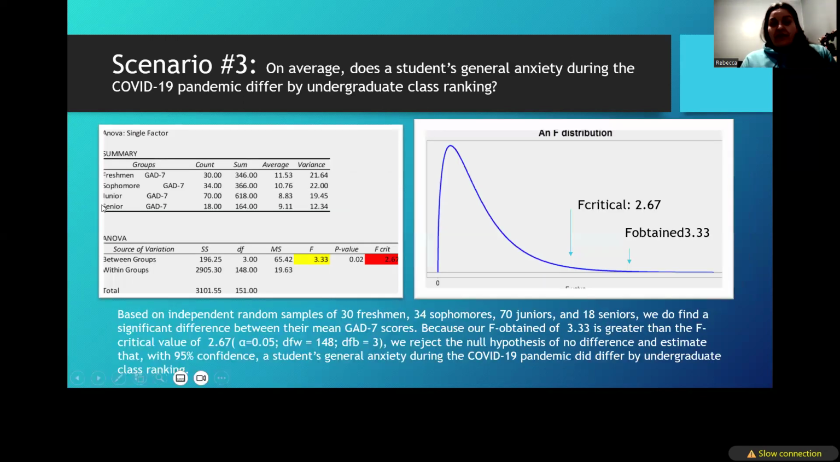So for our third scenario, we conducted an ANOVA test, and we ask, on average, does a student's general anxiety during the COVID-19 pandemic differ by undergraduate class ranking?